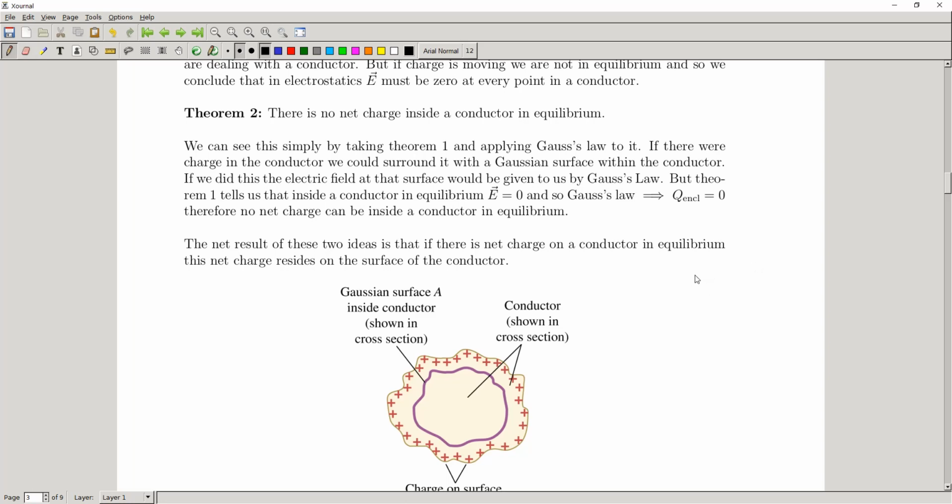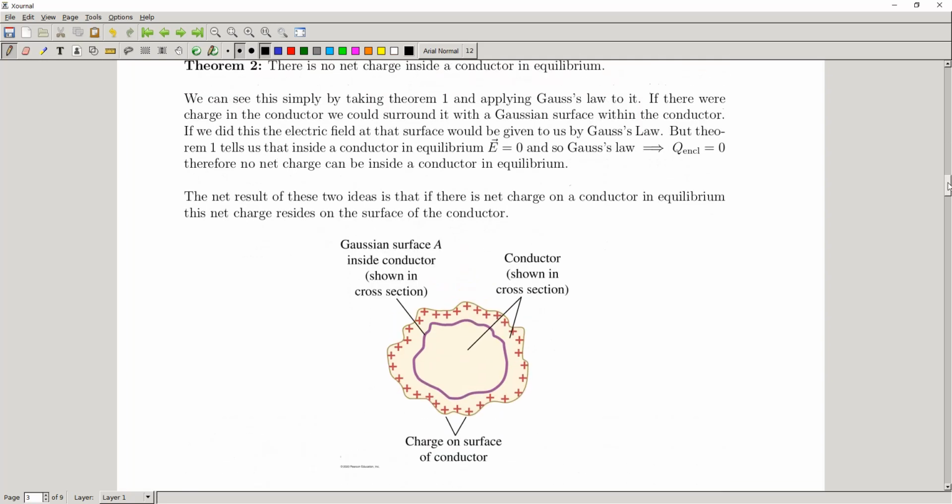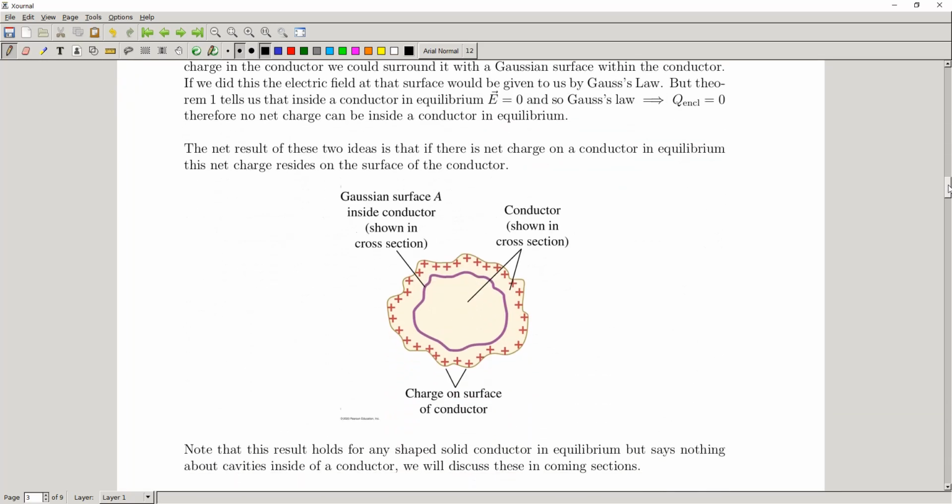Okay, so if we take both of these ideas together, Theorem 1 and Theorem 2, then we know that if there is some net charge on a conductor, and that conductor is in equilibrium, the net charge has to reside on the surface of the conductor. This is the takeaway message from these two theorems.